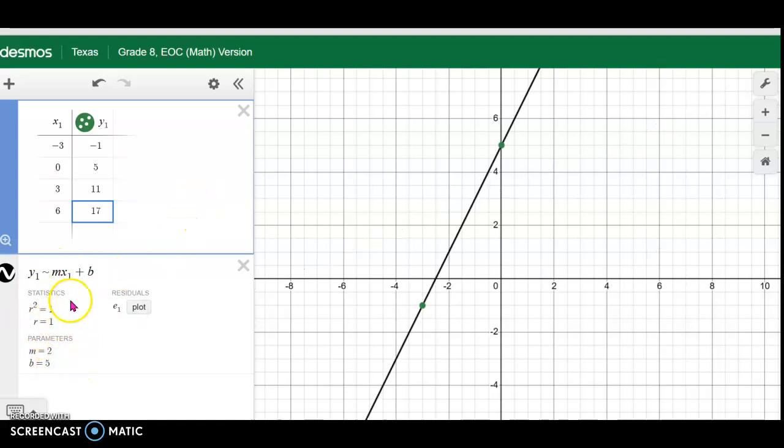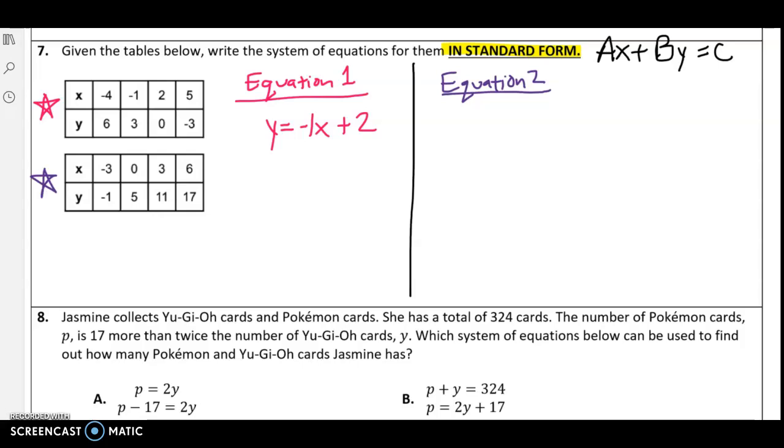So I didn't have to retype in the equation y1 tilde mx1 plus b. And I didn't need to see both lines on the graph unless I was trying to find where they intersect. And I was not trying to find that. All I'm trying to do is write the equations. So our slope is 2 and our y-intercept is 5. So let's write that down. Y equals 2x plus 5.